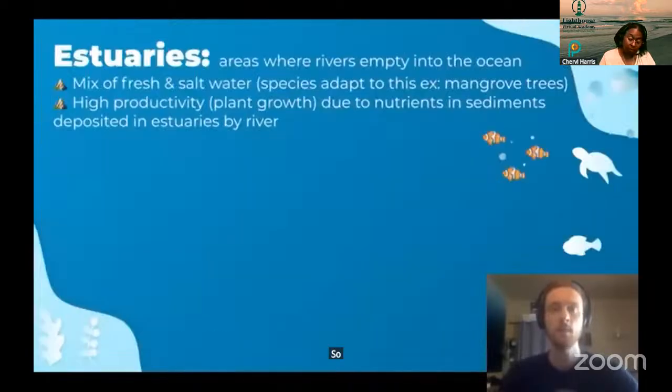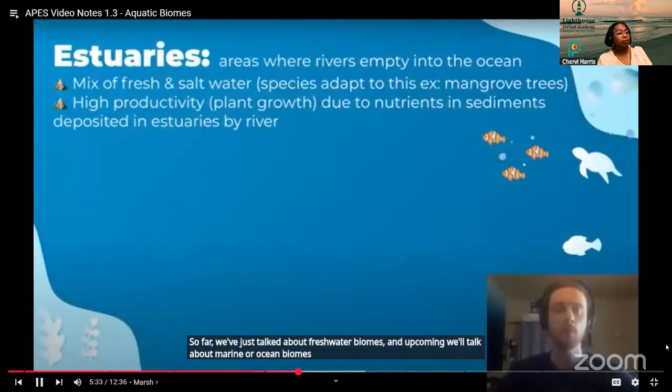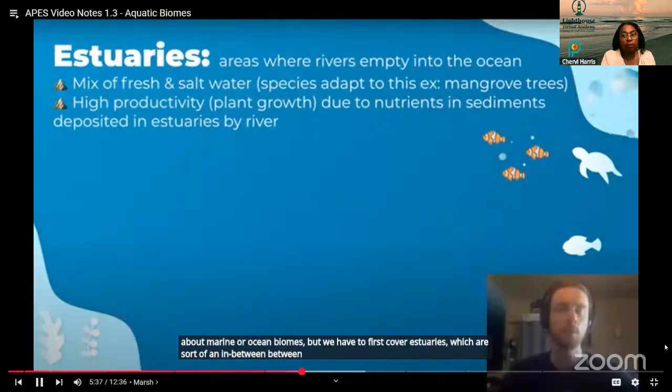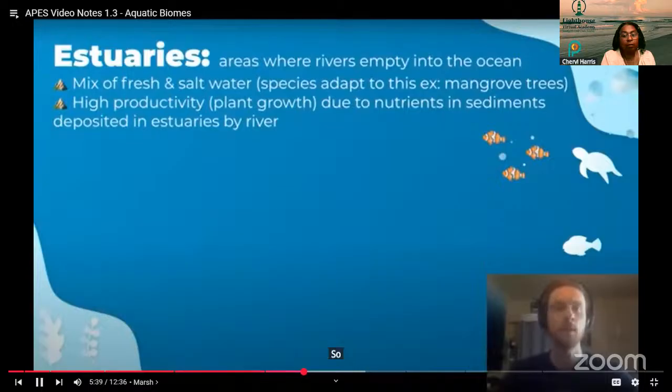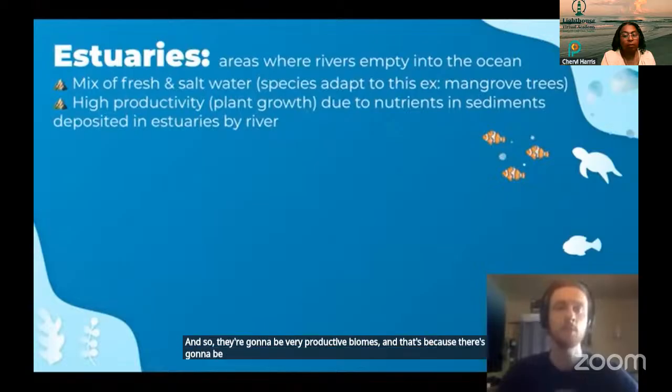So far, we've just talked about freshwater biomes, and upcoming we'll talk about marine or ocean biomes, but we have to first cover estuaries, which are sort of an in-between between fresh and saltwater biomes. So they are a mix of fresh and saltwater because they're where rivers empty out into the sea. And so they're going to be very productive biomes, and that's because there's going to be really high levels of nutrients contained in the sediments that are deposited in estuaries by the river.